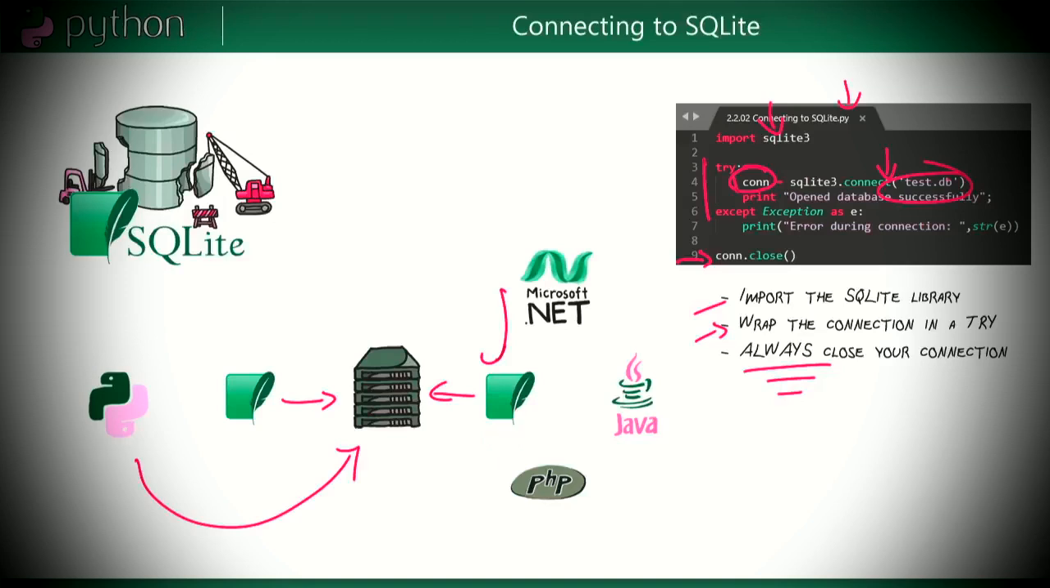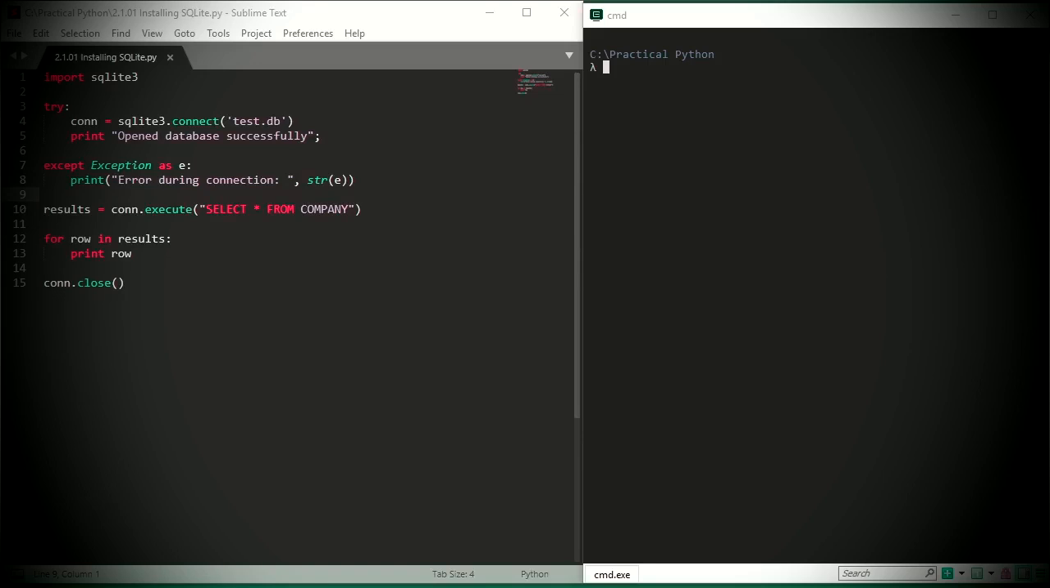Why don't we take a quick look at this in action? Here is a very simple Python program. I begin by, of course, importing my sqlite3 library. Here's my try except block where I establish my connection and store it in the conn object, the connection object. And down here, I call a function called execute against that connection object, and I'm just selecting star from company.